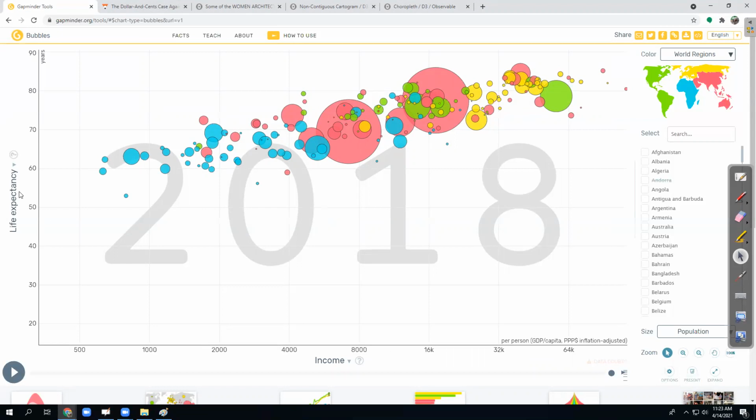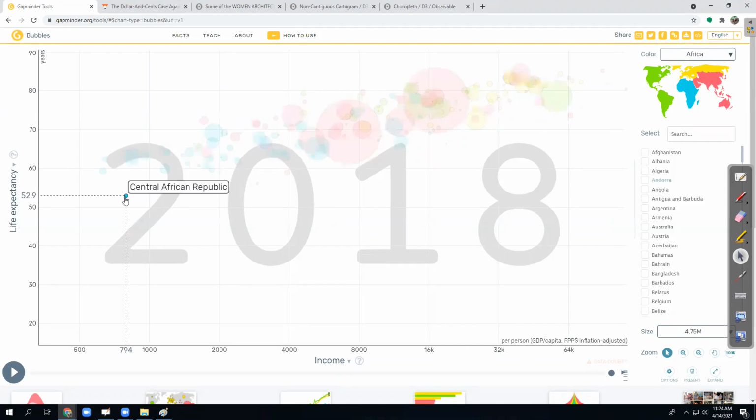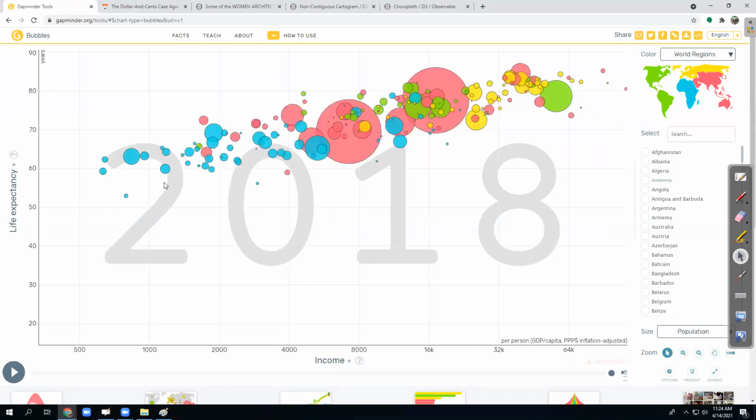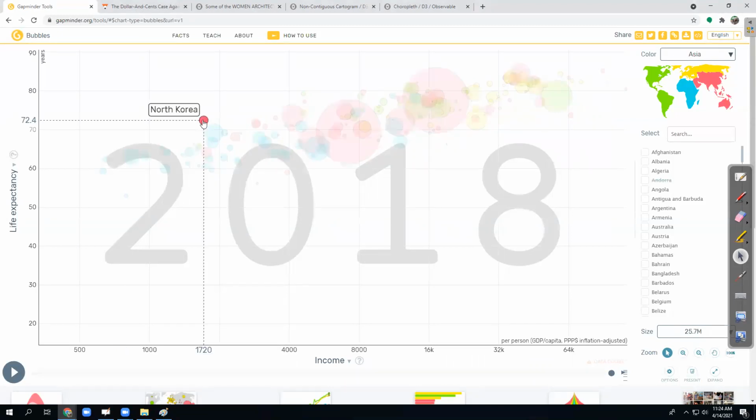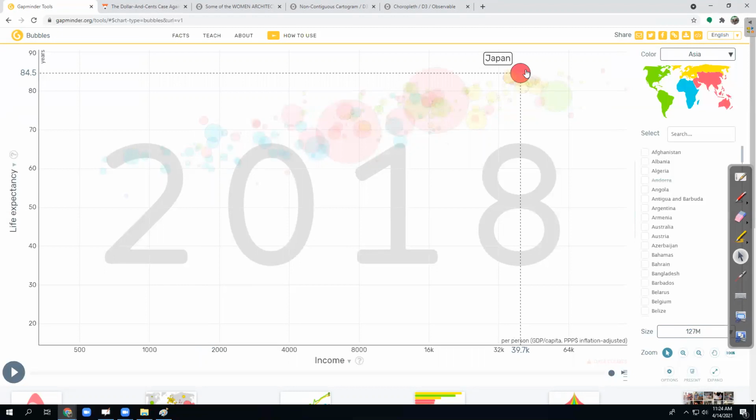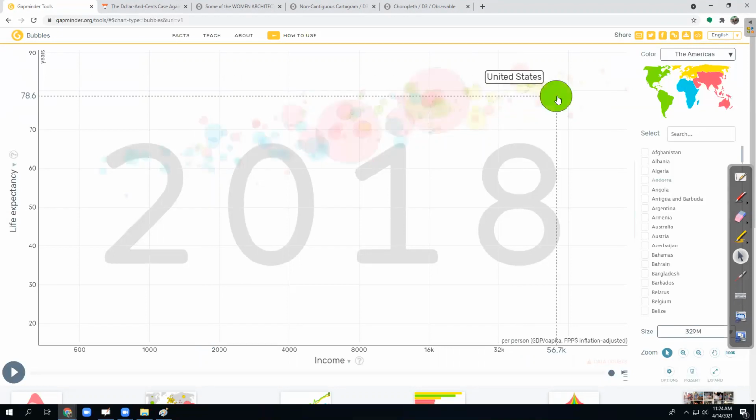And then life expectancy is, in that country, on average, how long do people live? So here we can see that this country right here, Central African Republic, has pretty low income and a low life expectancy. We have North Korea here, has pretty low income, but reasonably high life expectancy. And then if we head up in this range over here, Japan, high average income, high life expectancy. US is this one right here, high average income, high life expectancy.